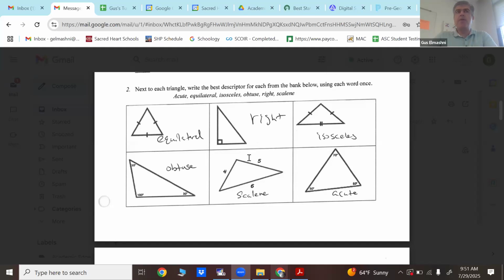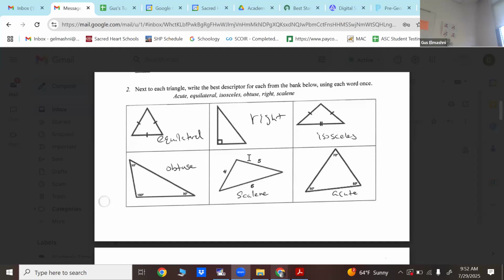Acute and obtuse, you can only make those observations if you know the angles. Those are only purely for angle observations. Whenever one angle is more than 90, that's going to be obtuse. Whenever all 3 angles are less than 90, that's acute. Now, technically speaking, this isosceles one could be acute. I just don't know these angles.